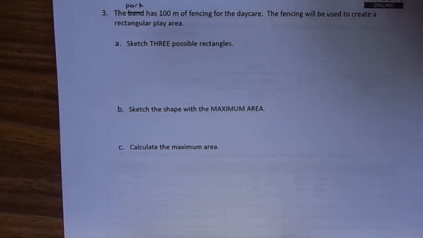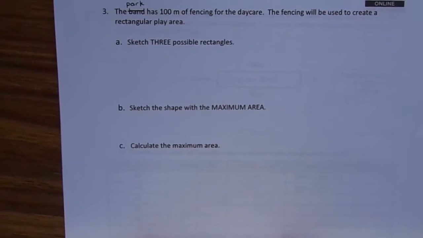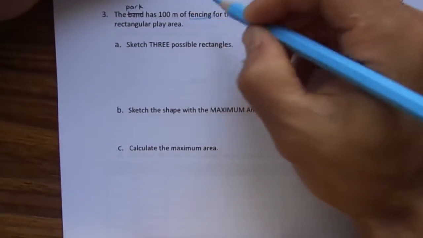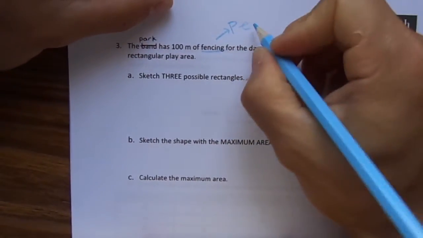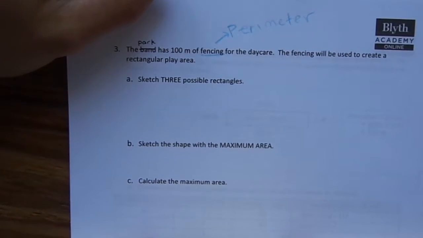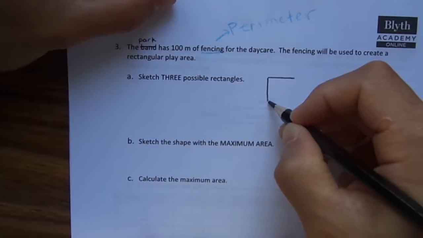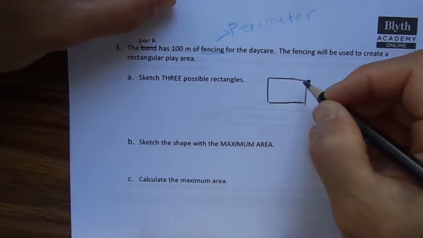So it says here, the park has 100 meters of fencing for the daycare. The fencing will be used to create a rectangular play area. So there's 100 meters of fencing. Sketch 3 possible rectangles. So I'm going to sketch one for you. Now I have 100 meters of fencing for the daycare, which tells me that I'll be working with perimeter. Okay. Now, if I'm working with perimeter, I'm going to draw one possible rectangle here. So I got 100 meters of fencing, which means if I start there and I go around, it should add up to 100.